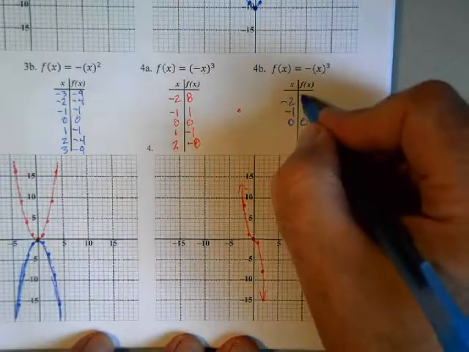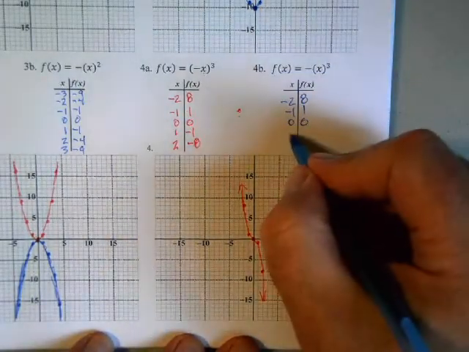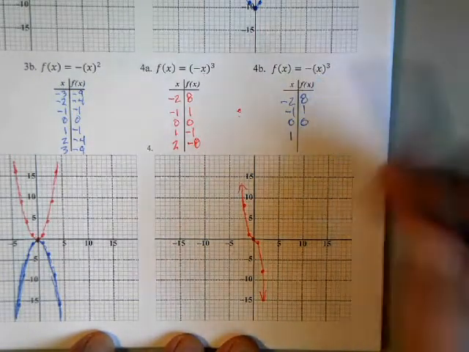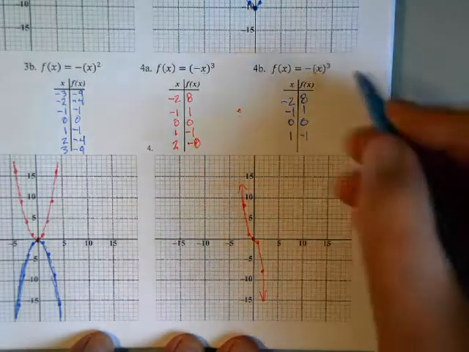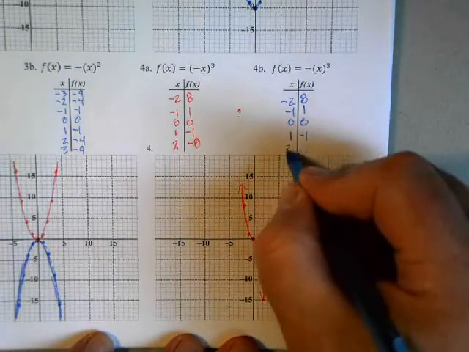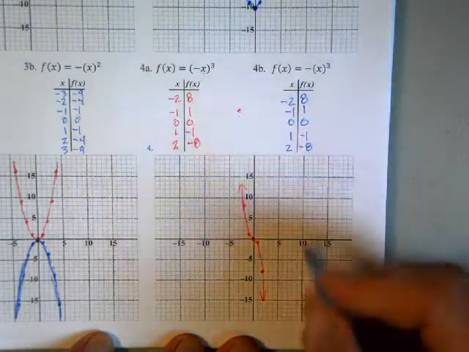If I put in a 1 cubed is 1. Negative sign turns that into a negative 1. If I put in 2 cubed is 8. Negative sign out front makes it negative 8. And so this one will go in the other direction.